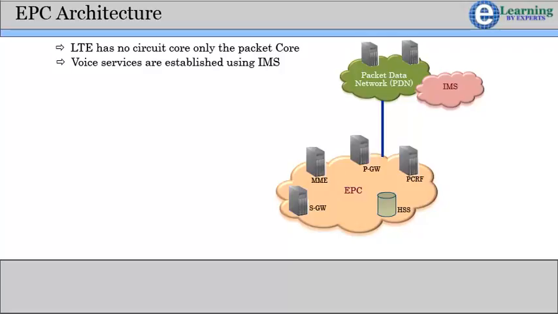Since the EPS only provides a bare path of a certain COS, control of multimedia applications such as VoIP is provided by the IP Multimedia Subsystem, IMS, which is considered to be outside the EPS itself.